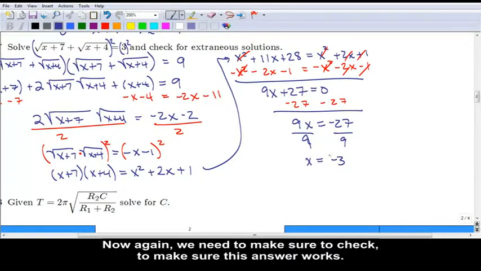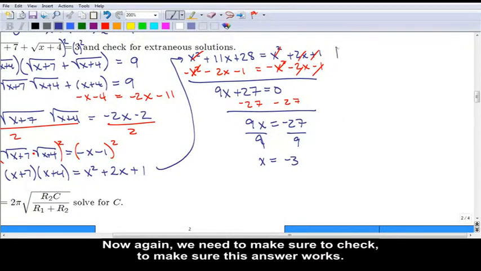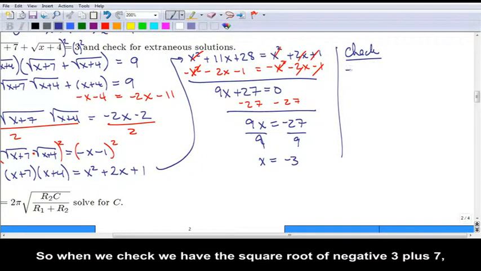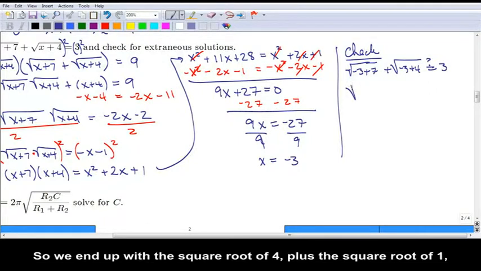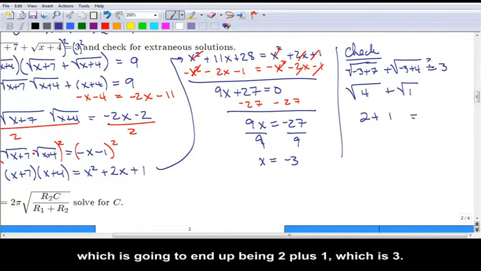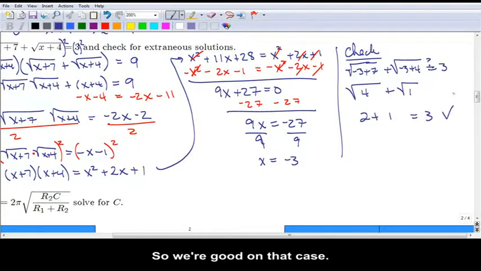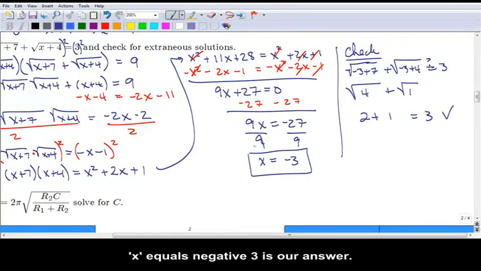Now, again, we need to make sure to check that this answer works. So when we check, we have the square root of negative 3 plus 7 plus the square root of negative 3 plus 4. And we want to see, does that equal 3? So we end up with the square root of 4 plus the square root of 1, which is going to end up being 2 plus 1, which is 3. So we're good in that case. X equals negative 3 is our answer.